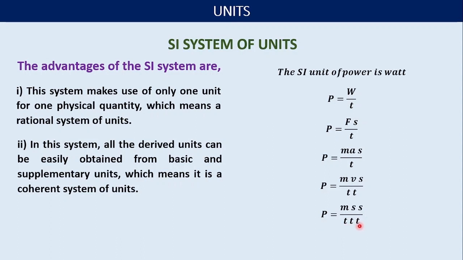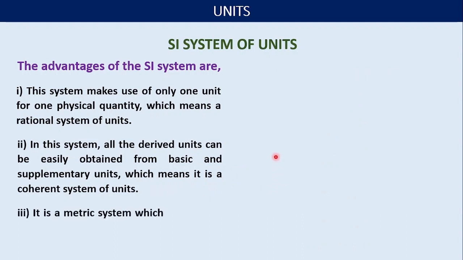So let us write: the left hand side unit is watt, whereas the right hand side unit is kilogram meter square second power minus 3. That's what is given in the second point. In this system, all the derived units can be easily obtained from basic and supplementary units, which means it is a coherent system of units.